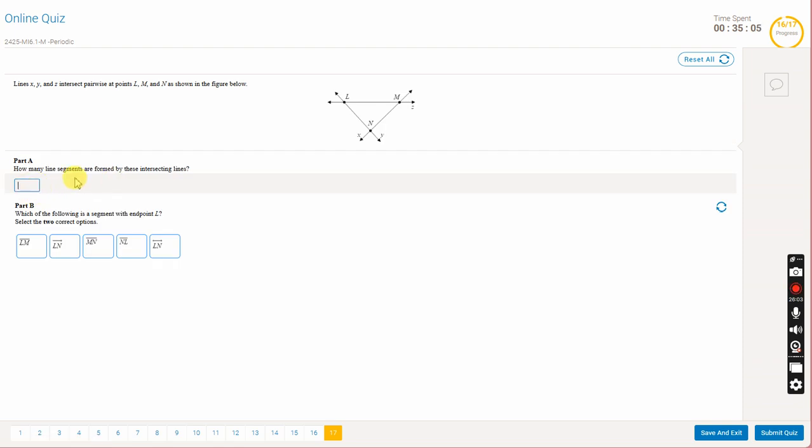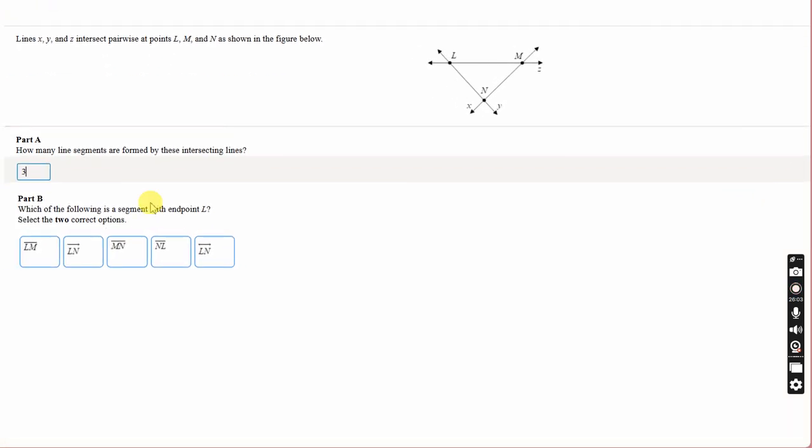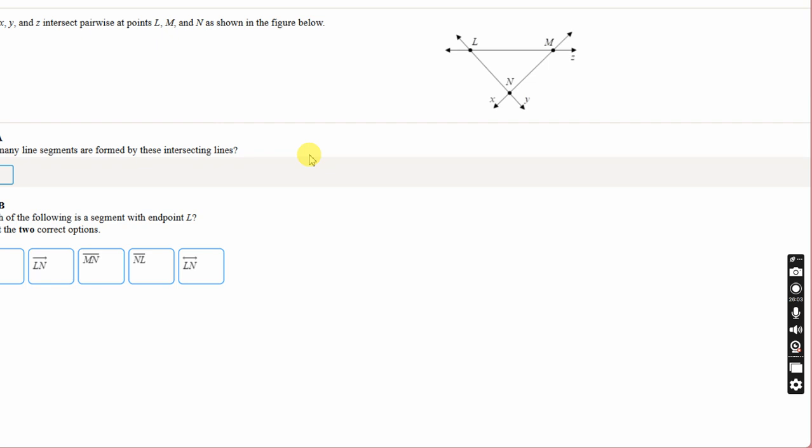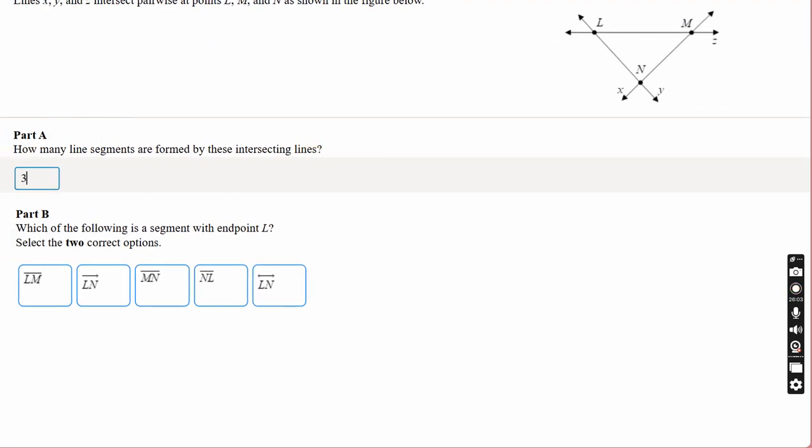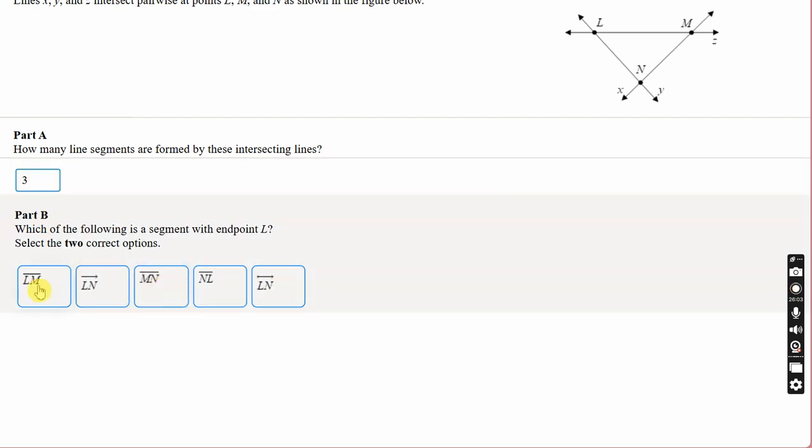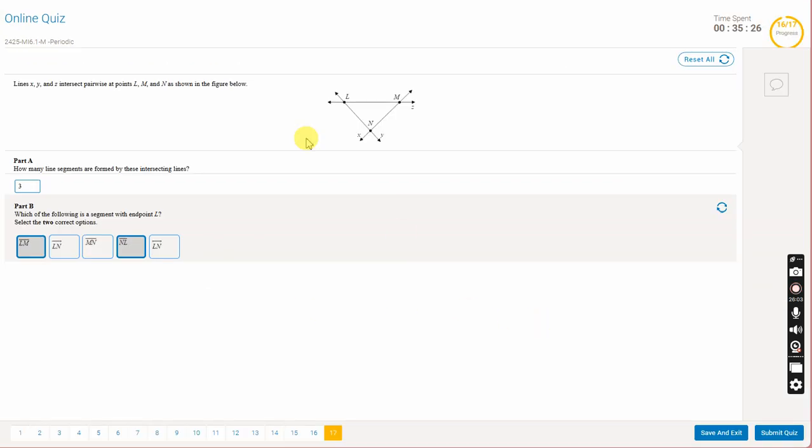How many line segments are formed by intersecting of these lines? You can see how many line segments are formed? 3. And which of the following is a segment with endpoint L? So which ones are L, NL, and LM, right? So how are we supposed to see that? That is a segment, so it's not supposed to have any of the arrows. So it'll be LM and NL.